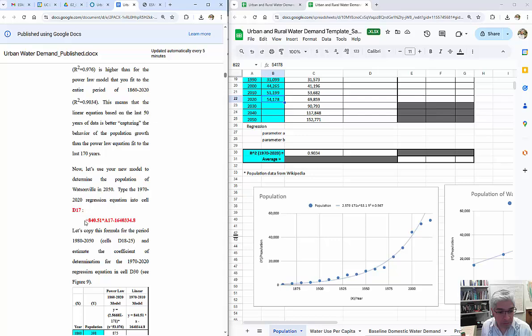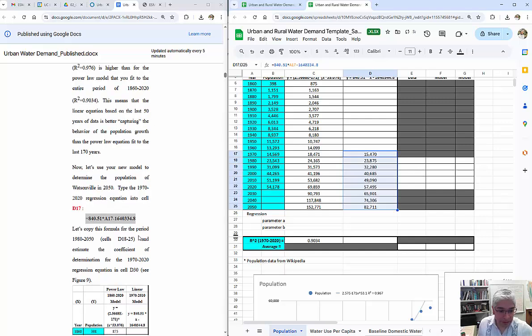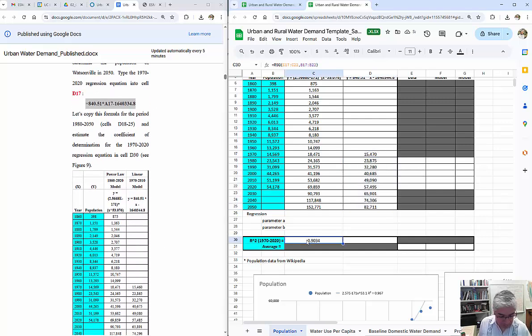Now what we're going to do, in this cell, we are going to paste this one, and as you can see, it's actually doing the same. It's using the year as an independent variable to predict our population. And we can go all the way here. Great. And we can also do the R square.